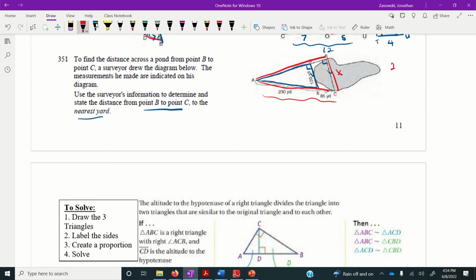So you cannot do 230 over 85 equals 120 over x. This is not going to work, okay? Or even if you flip it and make it x over 120, so it's bigger or smaller, this still doesn't work. Okay, and the reason why is 230 is not the entire length of the whole side of the big triangle. So we want to set up a ratio of big triangle over the small triangle. All right, and 230 plus 85 is going to be equal to 315. Okay, and so that is what I'm going to use for my proportion.